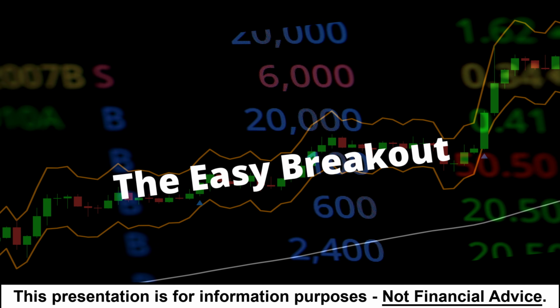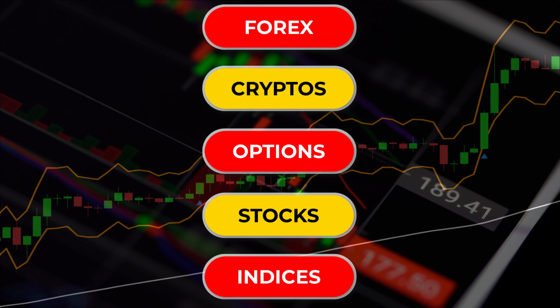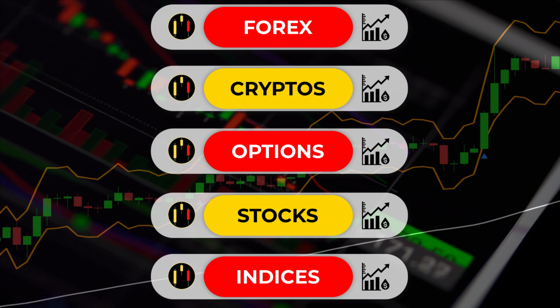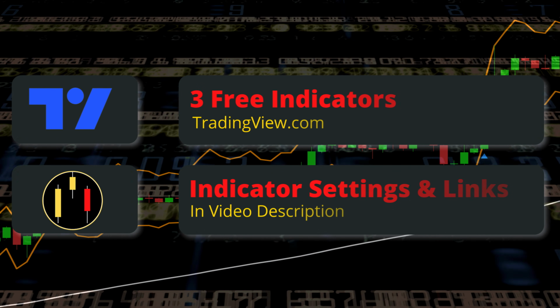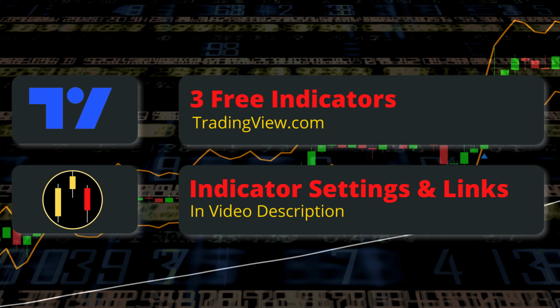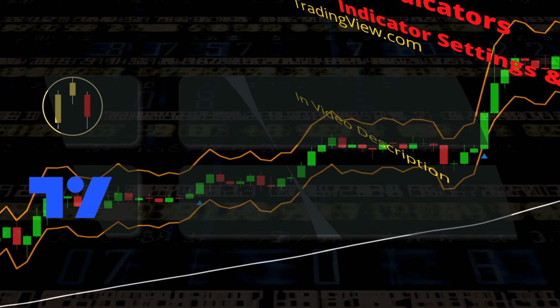I call this system the easy breakout. And like most trading systems, it can be adapted to Forex, crypto, options, stocks, indices, or any instrument that has significant volume and market participants. This trading strategy utilizes 3 free TradingView indicators. As always, links and settings to all indicators are listed in the description below.